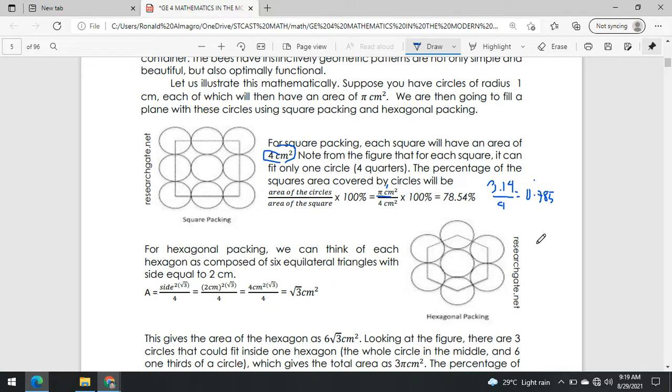Okay, so we need to convert to percent. By converting into percent, you need to multiply by 100. So 0.785 times 100. If you have a calculator, you can multiply 0.785 by 100, so 78.5%. Or you can move the decimal point by 2. So 78.5%. Pwede na po 78.5.